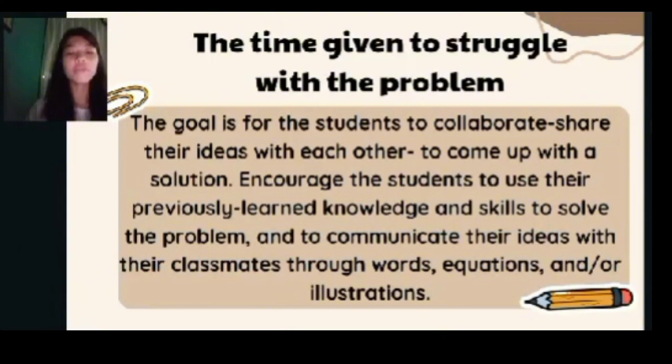In this element of the problem-solving strategy, the goal is for the students to collaborate, meaning the students are working in groups. They are sharing their ideas to come up with a solution. Students are encouraged to use their problem-solving skills, reasoning, and communication skills in exploring their own ideas and approaches in finding a solution. They can express the ideas through words, equations, or illustrations because every student has a different learning style for learning and understanding the lessons.